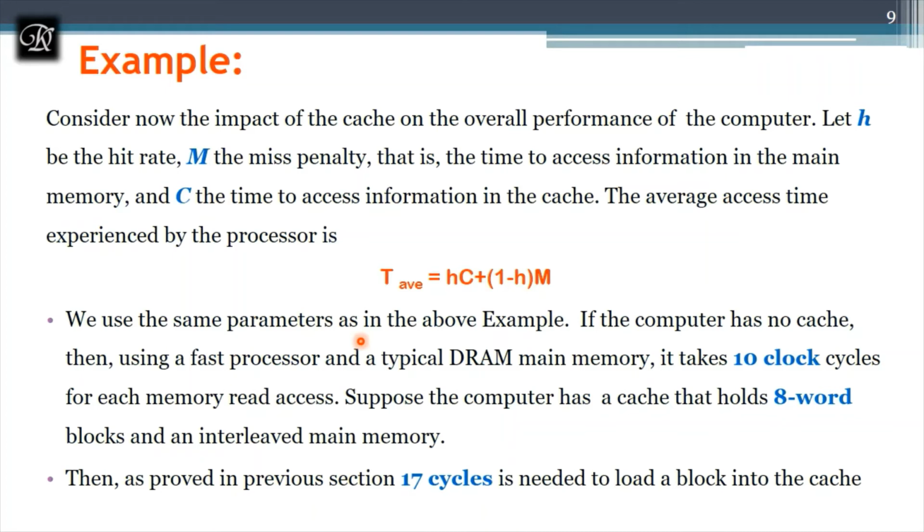If the computer has no cache, then using a fast processor and a typical DRAM main memory, it takes 10 clock cycles for each memory read access. Suppose the computer has a cache that holds an 8-word block in the interleaved memory. It can hold 8 words, as we have seen before. Then, as we have seen, 17 clock cycles will be used.